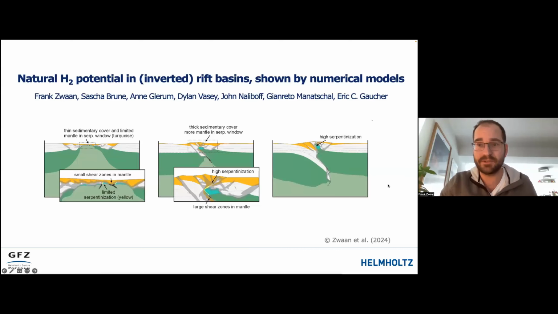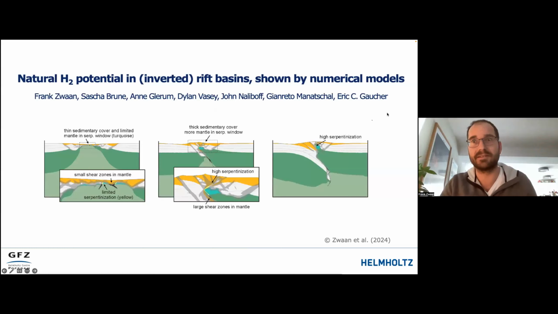Thank you very much for this opportunity to show some results from some numerical models that I've been doing in Potsdam, together with all these people shown here: Sasha Bruna, Anna Glerium, Dylan Vezi, John Nalibov, Jan Retematschel, and Eric Gaucher. And we are interested in the natural hydrogen potential in rift basins and also in inverted rift basins.